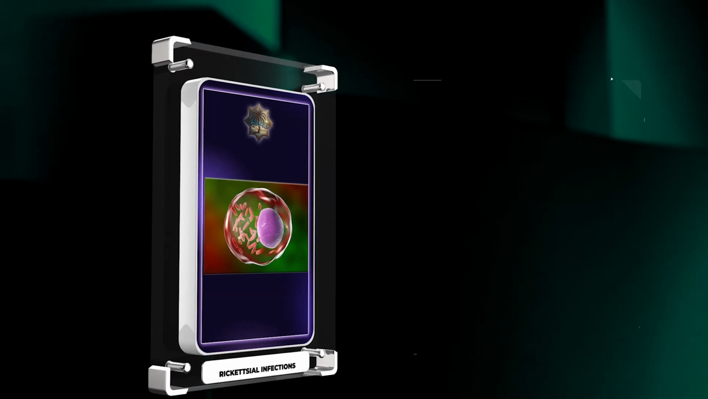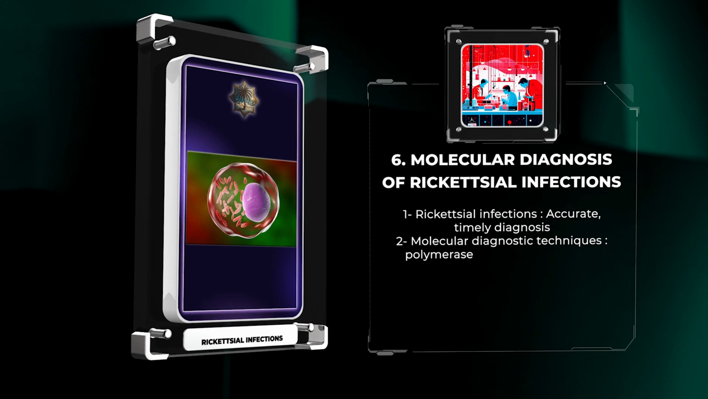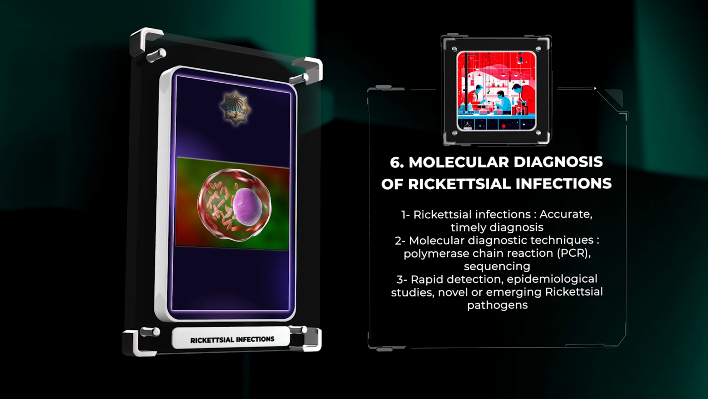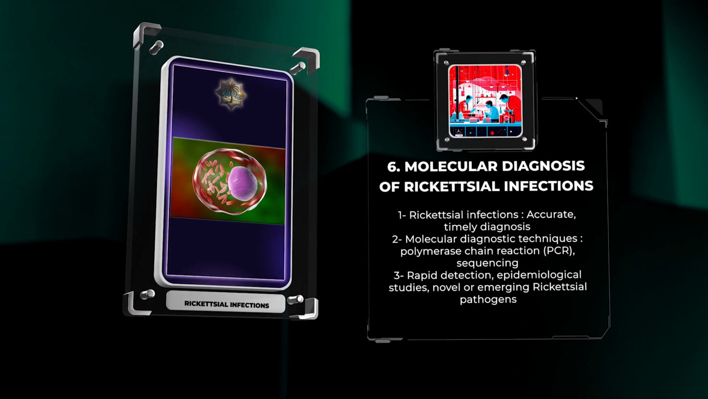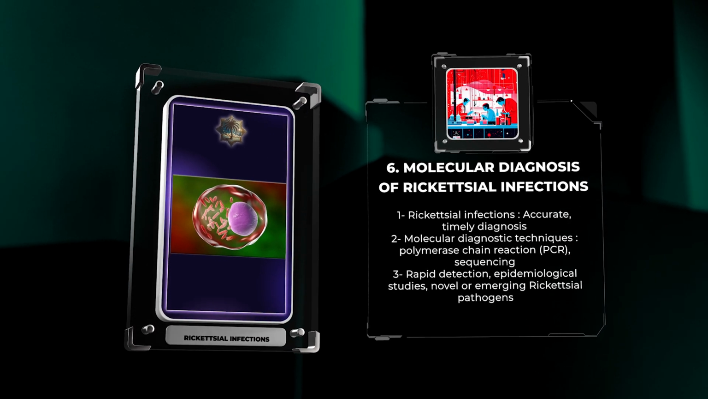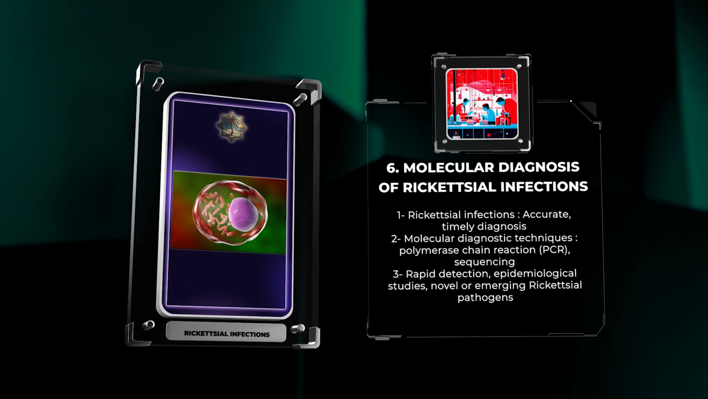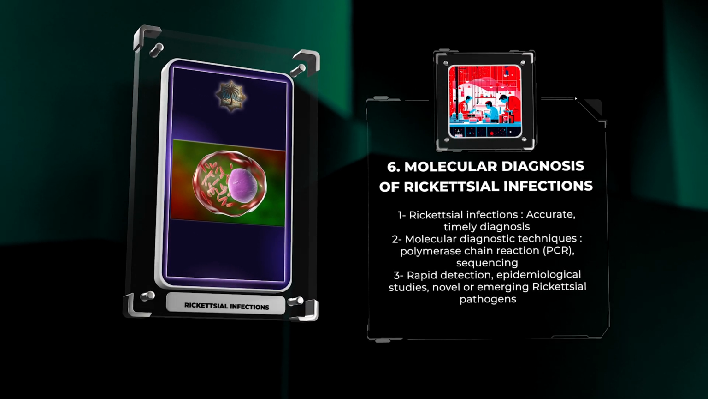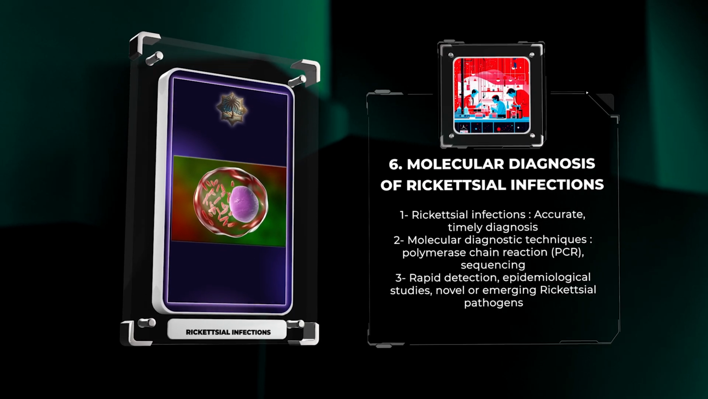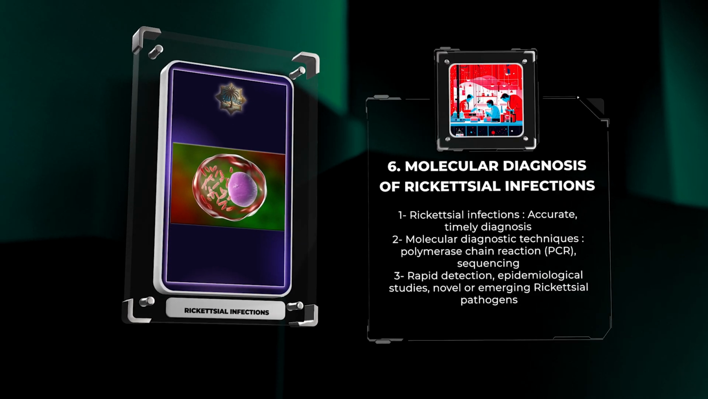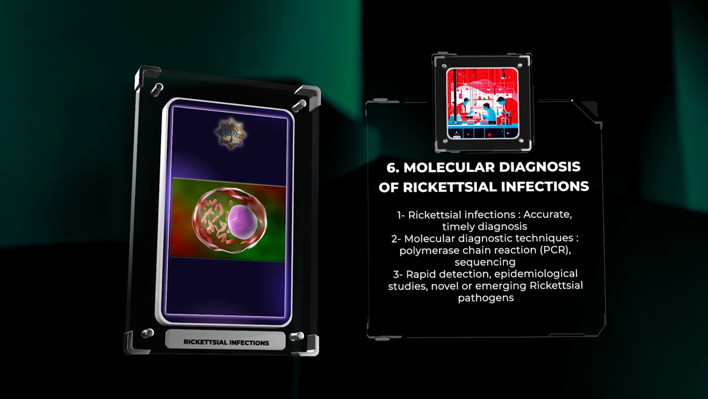Professor, accurate and timely diagnosis of rickettsial infections is critical for appropriate patient management and public health interventions. Molecular diagnostic techniques, such as polymerase chain reaction, PCR, and sequencing, have revolutionized the identification of rickettsial species and strains. These methods enable rapid detection, facilitate epidemiological studies, and aid in identifying novel or emerging rickettsial pathogens.